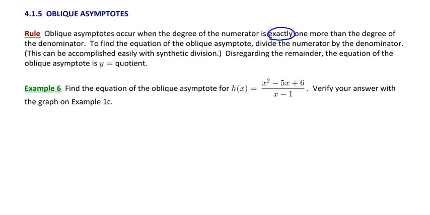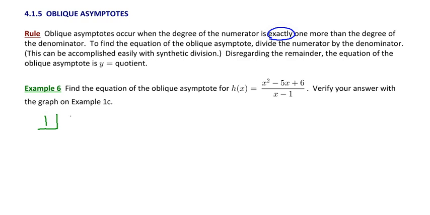Find the equation of the oblique asymptote for h of x equals x squared minus 5x plus 6 over x minus 1. Now, this was the function that we examined in example 1c. So we'll locate the oblique asymptote and then we'll compare it to the actual graph. So what we want to do is divide the numerator by the denominator, and we're going to do this with synthetic division. So recall with synthetic division, we put the 0 of the denominator in this little box. Our denominator is x minus 1, so its 0 is 1.